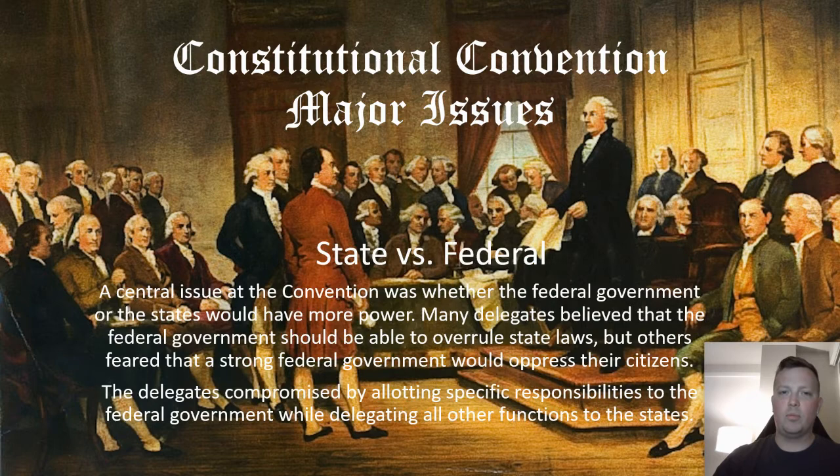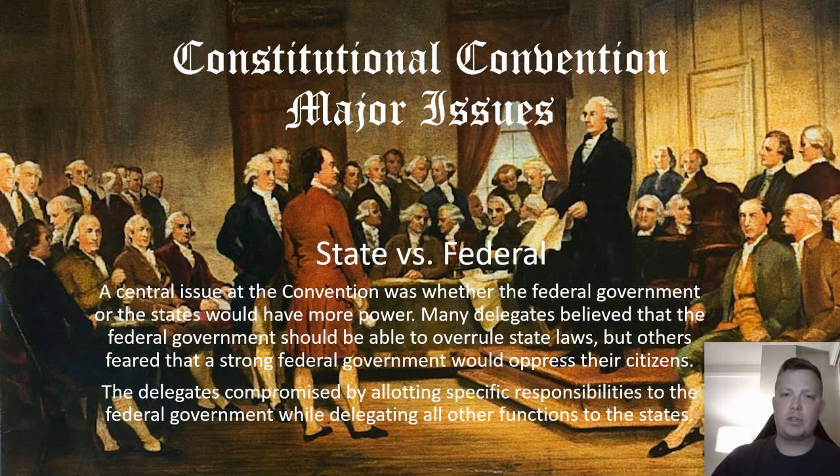Another roadblock discussed is essentially the roles of state versus federal government and what each aspect of government is going to have control over. So we have these people who are obviously pushing for a stronger federal government, like Hamilton, like Madison. But there's also detractors from this, obviously. Many of the delegates want the state government to be the de facto power, and they're afraid of a federal government that's going to oppress its citizens.